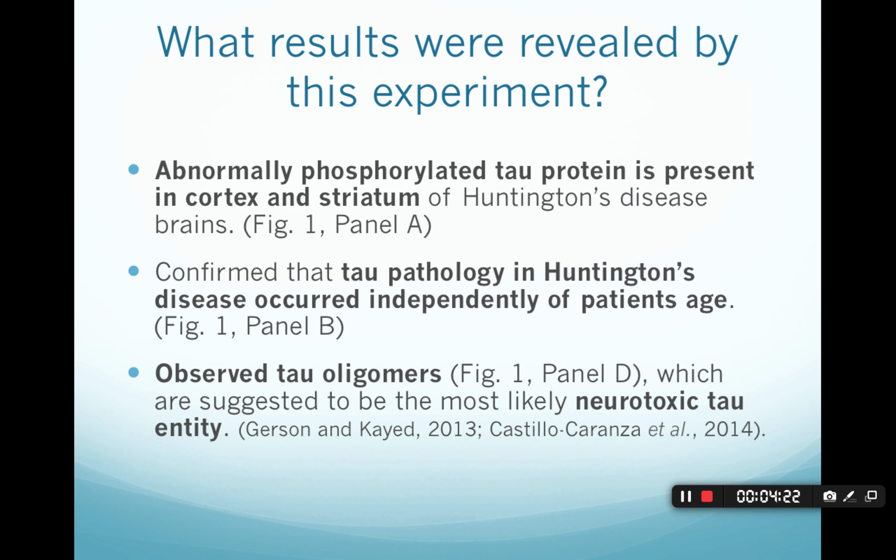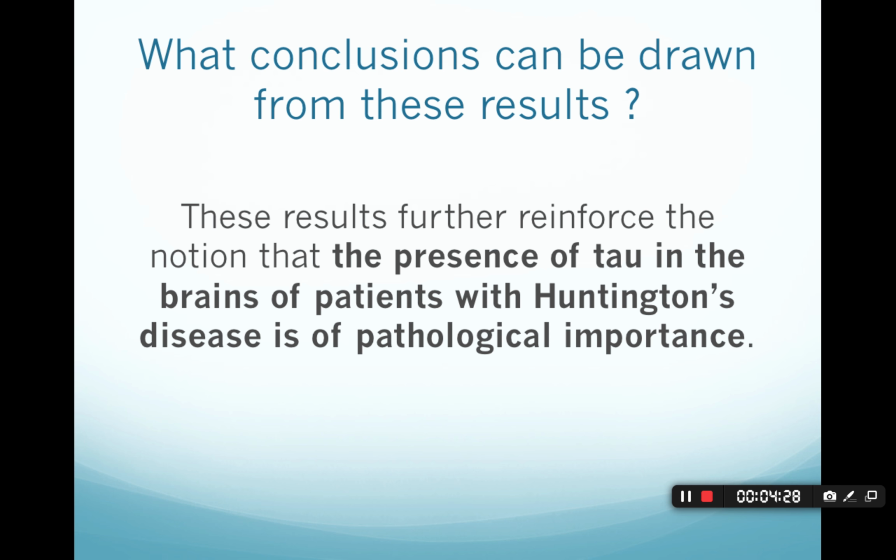Furthermore, tau oligomers were observed, which are considered to be the most likely neurotoxic tau deposit. Most importantly, these results further reinforce the notion that the presence of tau in the brains of patients with Huntington's disease is of true pathological importance.